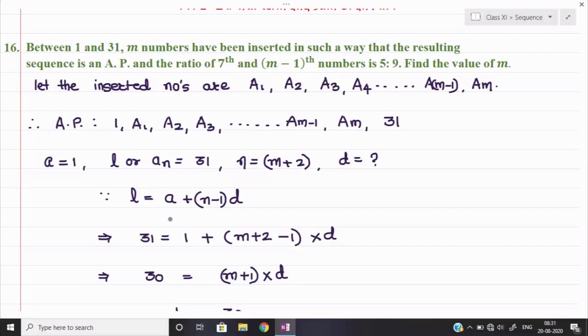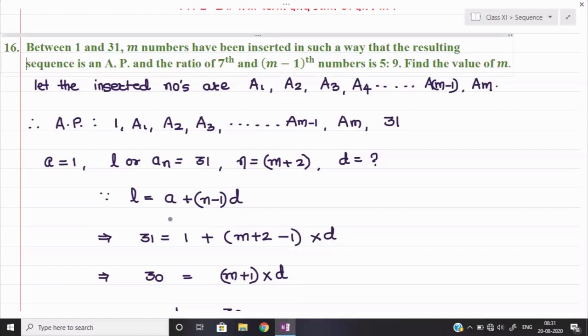Don't be confused here with the term. They are not telling us that the 7th term and m minus 1th term are in the ratio 5:9. It is clearly said in the question. Seventh number means it will be a7. For example, a1 is my first number, a2 is my second number, and similarly a7 will be my seventh number, and am minus 1 will be my m minus 1th number.